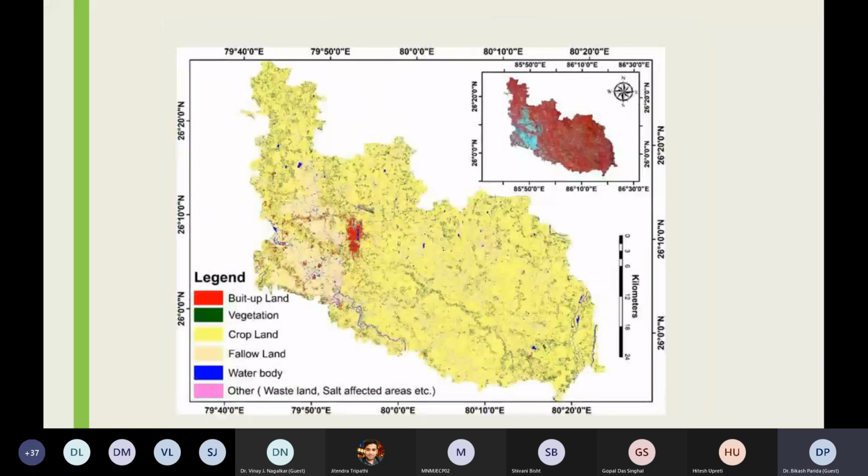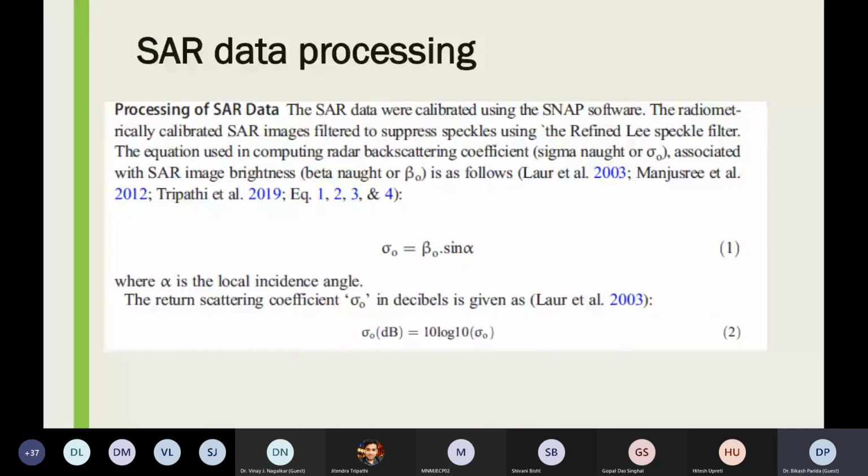Mostly what we found is that entire North Bihar is an agriculture dominant area. Most of the people do agriculture, and very little area is under forests. So this is showing the LULC maps, and the purpose of showing this map is that we are trying to evaluate the effect of flood on different land use and land cover, especially built up and agriculture. And then SAR data processing.